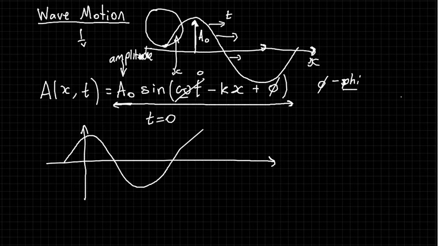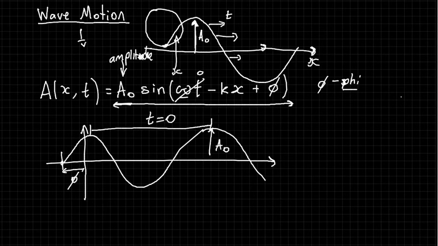So if we draw this out, it's not moving in time, so the wave, sorry, I'll just go. Okay, sine always starts at 0. This here is our phase shift, phi. This here is our amplitude, A0. And this here is what we say is the wavelength.